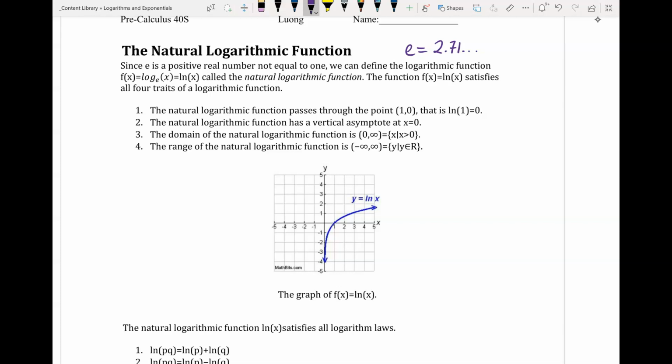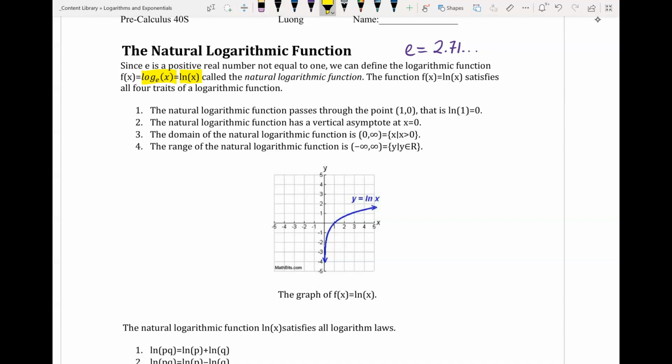So we would usually write the natural logarithmic function as ln x. Equivalently, you could write it as log base e of x, but we don't really write that ever. So every time you see the natural logarithm function, it is going to be in the form of ln x.